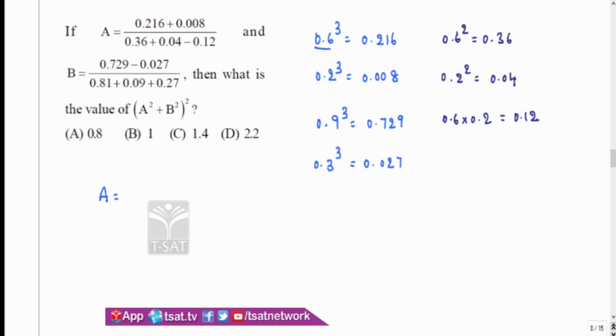Here A is 0.6, B is 0.2. So A plus B is 0.6 plus 0.2, which is 0.8. Now B is a cube minus b cube by a square plus b square plus AB. So here A minus B means 0.9 minus 0.3, that's 0.6. So what is 0.8 square? 0.064. 0.6 square is 0.36. A square plus B square whole square you have to do. That's simply 1. So if you identify quickly, then you can answer it.